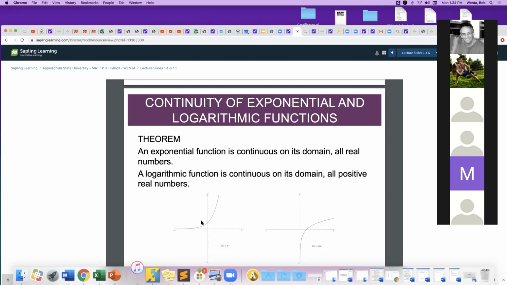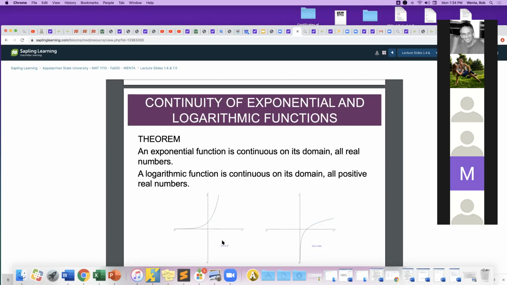Notice this, e to the x. E to the x is what you're looking at. Is there any value of x that causes the denominator to be 0 or illegal? No. So that means every value will work. And notice that at 0, e to the 0 is 1.